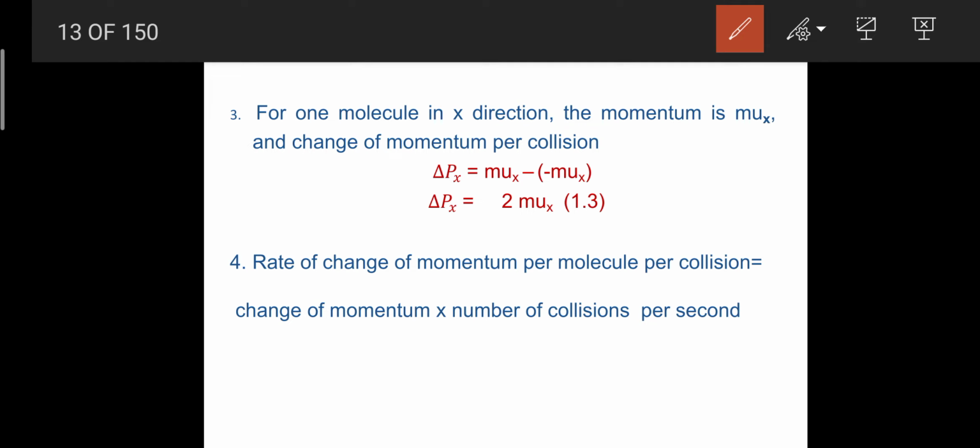So for one molecule we can write change in pressure, it is going to be first, which is going to collide, then it is mux, and minus फाइनल जो भी कोलाइड होने के बाद जो पाथ चेंज कर रहा है माइनस ux. सो दिस इज गोइंग टू बी इक्वल टू change in momentum for component x, it is going to be 2mux. So rate of change of momentum per molecule per collision, it is change of momentum, number of collision per second.